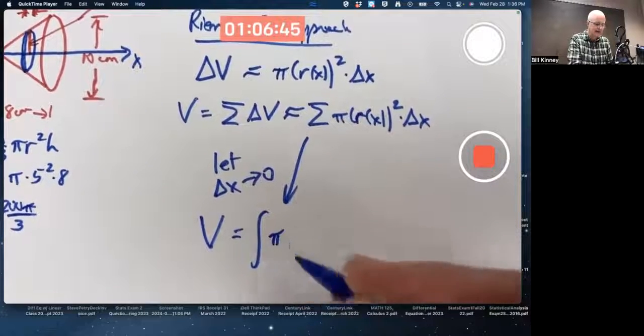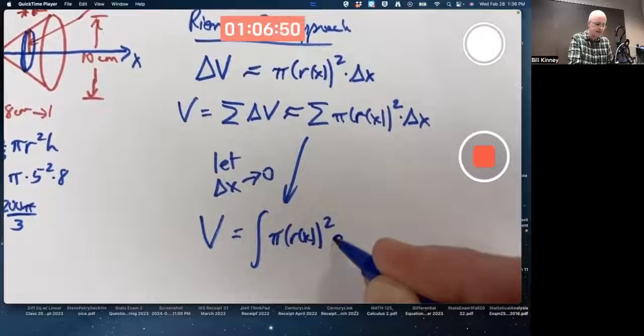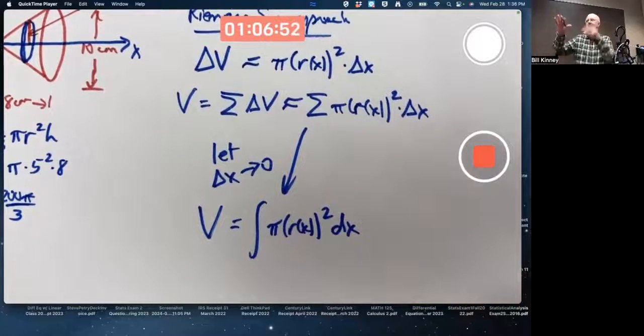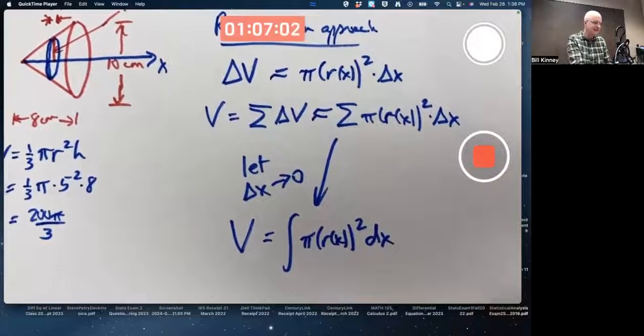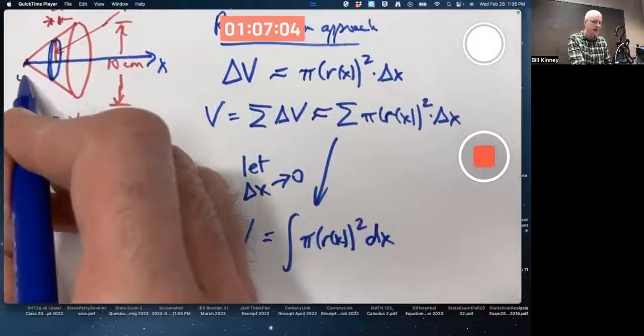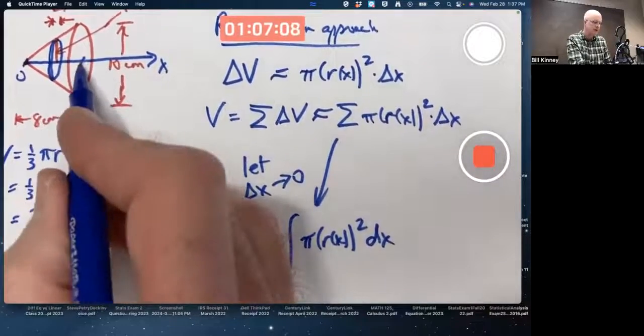The pi stays as it is. The r of x stays as it is. The delta x morphs into a dx by magic. Woo, woo. No, not by magic, by definition. And what's the interval of integration? I guess I didn't say that this was x equals 0 there, but I could have. x goes from 0 to 8.